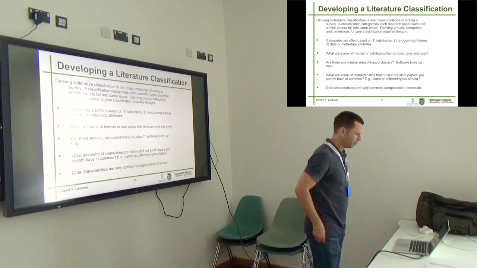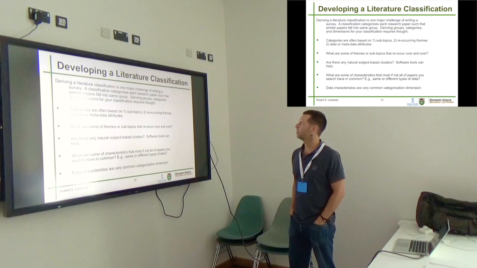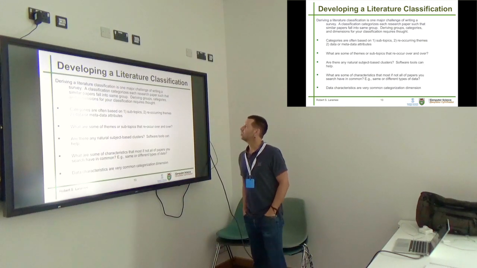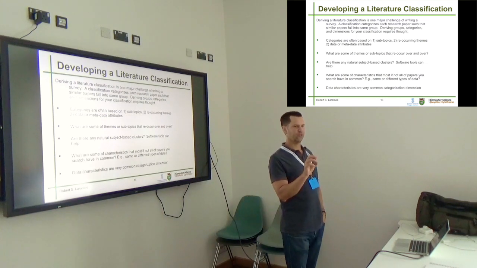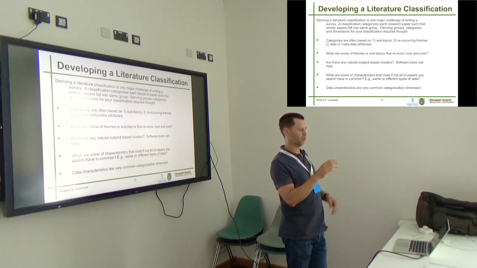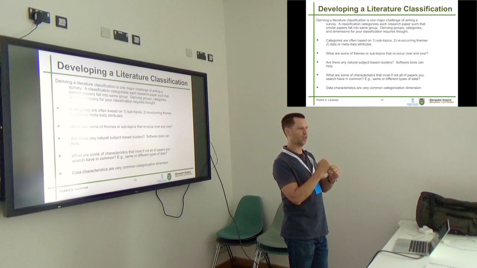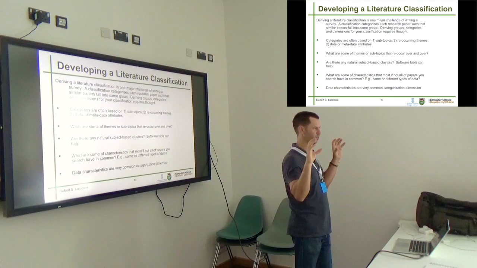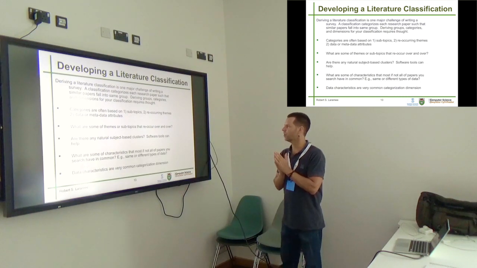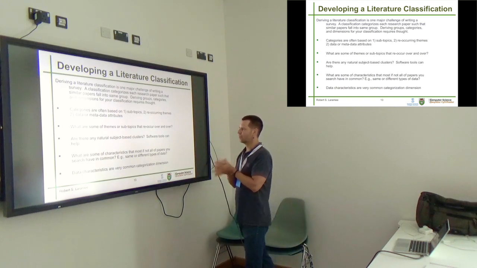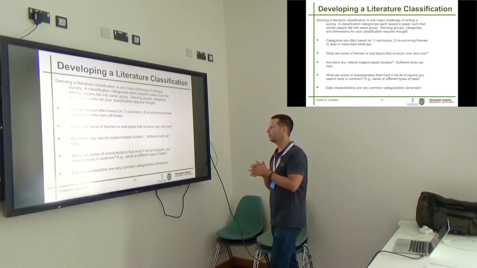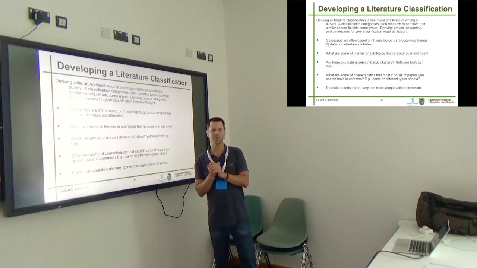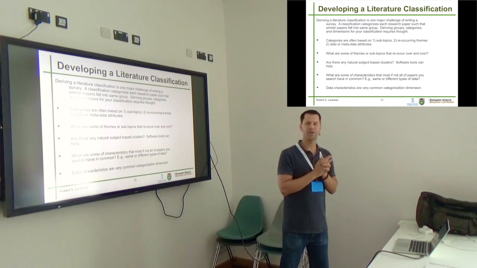Another major challenge is developing a literature classification. A classification groups closely related papers together. So if papers are closely related, they're found in the same subsection of your classification, and if they're distant, they're found in different categories. These are the papers that can be compared to one another. Now the subcategories are often based on subtopics, reoccurring themes, data or metadata attributes. Very, very common ways to find classifications.